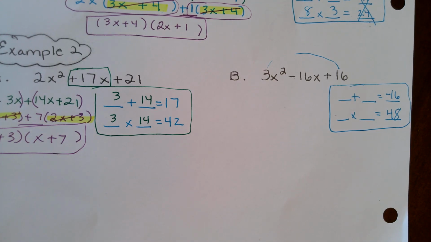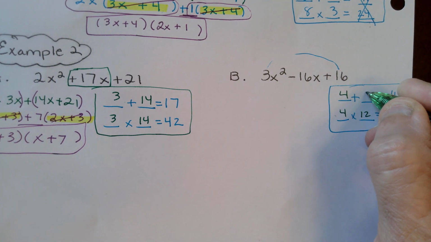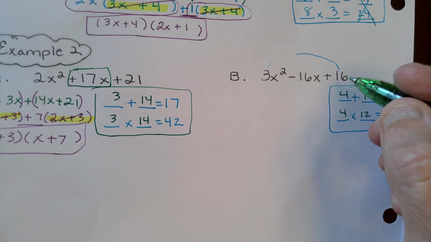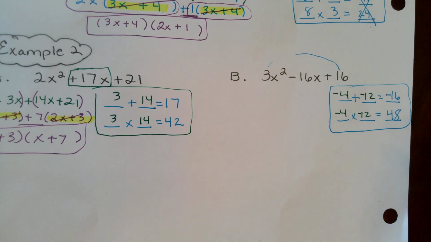We had 1 and 48, no. 2 and 24, no. 3 and, let's see, what does 3 go into there? 16, 3 and 16. Yeah, well, no, that's right there. 4 and 12. Oh, there it is. 4 and 12. Now, 4 times 12 is that, but up here we need a negative. And so if these are both negative, that does work. And if these are both negative, when I multiply, I will get a positive.